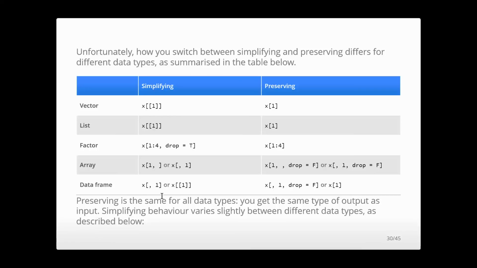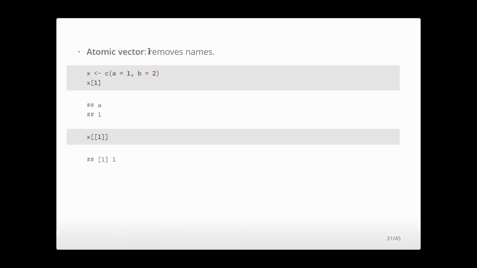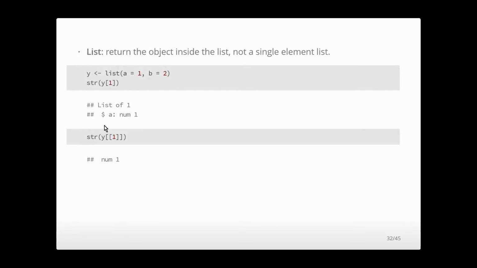All right, and then with a data frame, double bracket or something like this will simplify it, whereas otherwise you keep drop equals FALSE. Okay, so if you use the double bracket on an atomic vector, effectively what it does is it just gets rid of the names, okay? Otherwise it will preserve the name in there. Okay, with the list, if you use just the single bracket, it returns you a list. Double bracket, it simplifies it, returns you a vector.